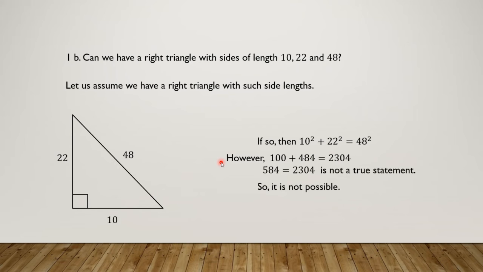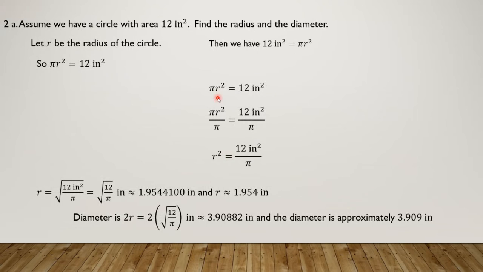Now, what I want to do next is move on to this question. Here, let's assume we have a circle whose area is 12 square inches. We want to figure out what the radius and the diameter are. And once you get the radius, you're actually home free. The diameter is just twice the radius. So I'm going to say, let R be the radius of the circle. And that's what we're trying to find. That's our unknown.